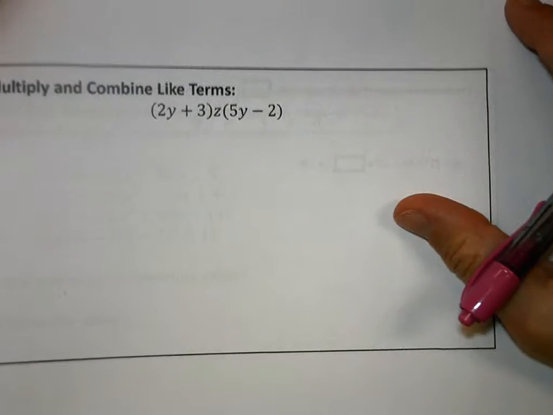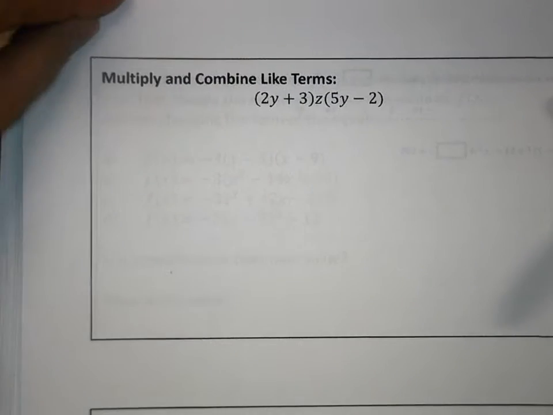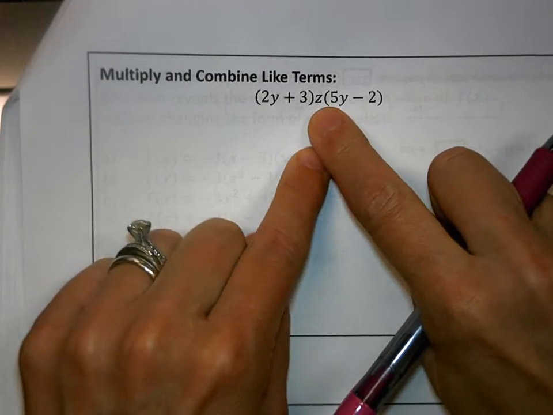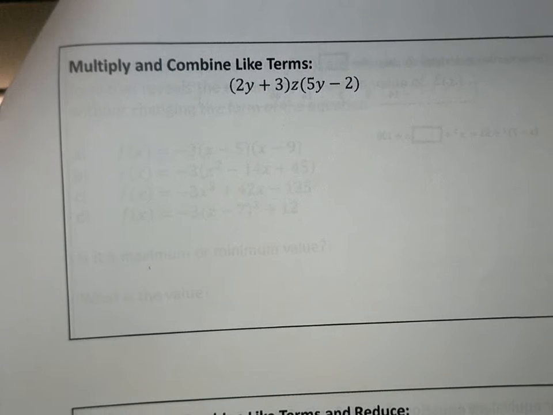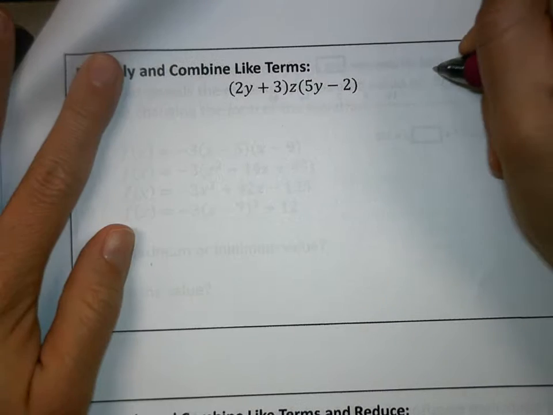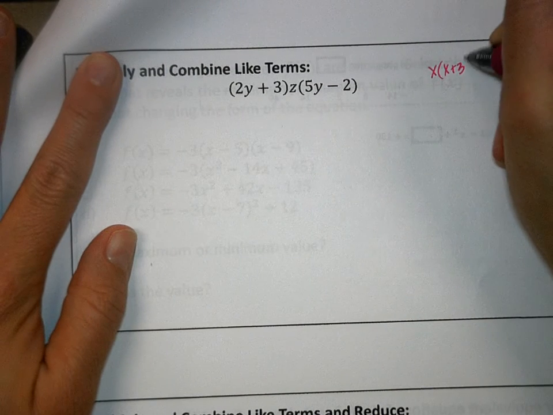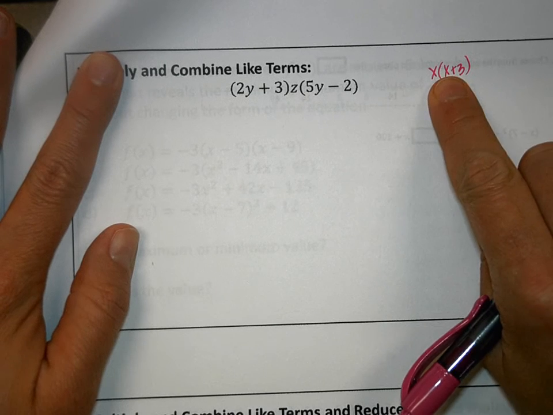Okay, multiply and combine like terms. This one, they just have it written weird. But anytime you have parentheses and then like a letter next to each other, what does it mean? If I have this, what does it mean? Distribute. It's multiplying, right? So on this one, we have the z.